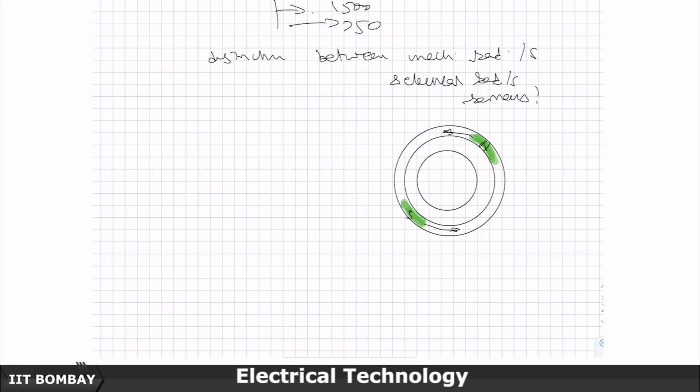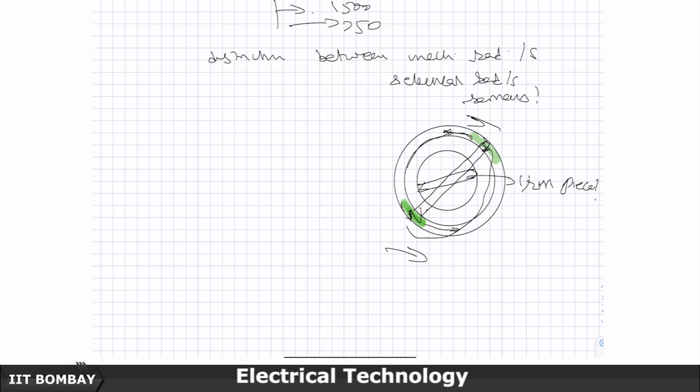So, let me call this the north pole and this the south pole, and so the field lines are, let us say, going somewhere like this and coming back. And suppose I rotate this magnet at a very high speed, and let us say I have a small iron piece which is there. Then what will happen?